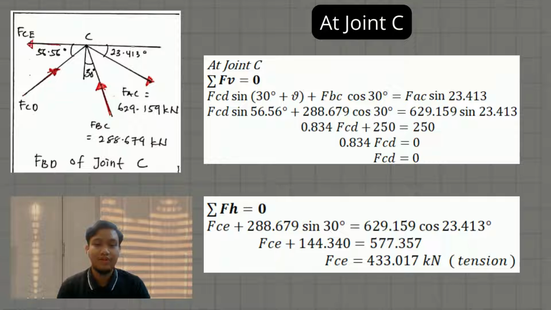After we finish finding Fy, we must find Fx. Fx equal to 0. FCE + 288.679 sin 30 degree equal to 629.159 cos 23.413. After that, we will get FCE equal to 433.017 kilonewton in tension.